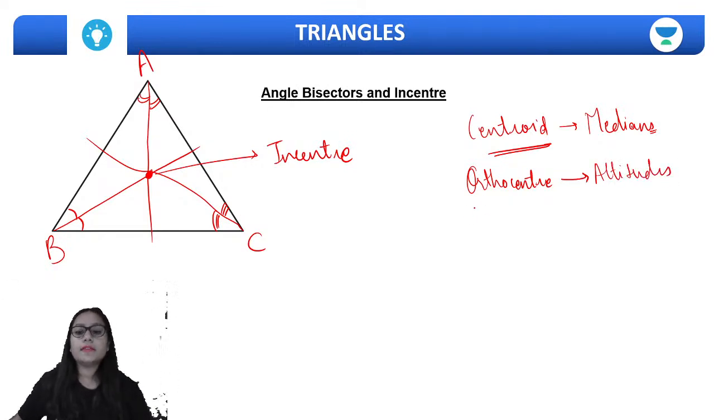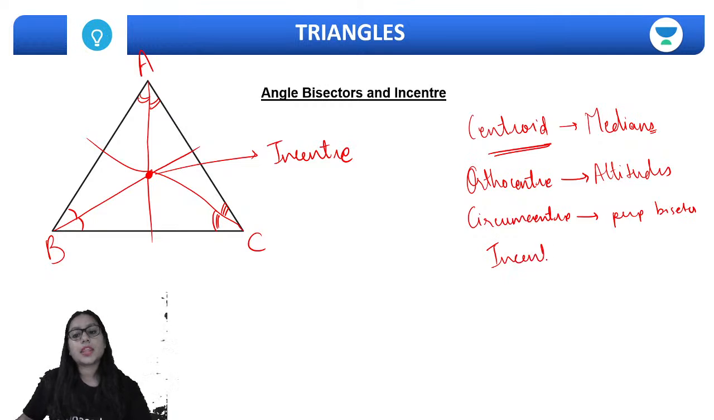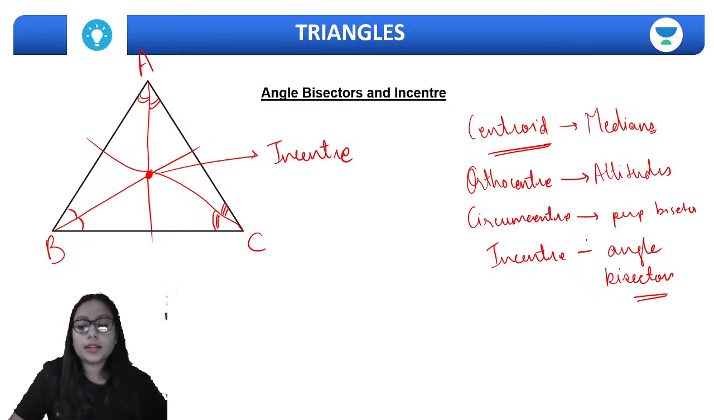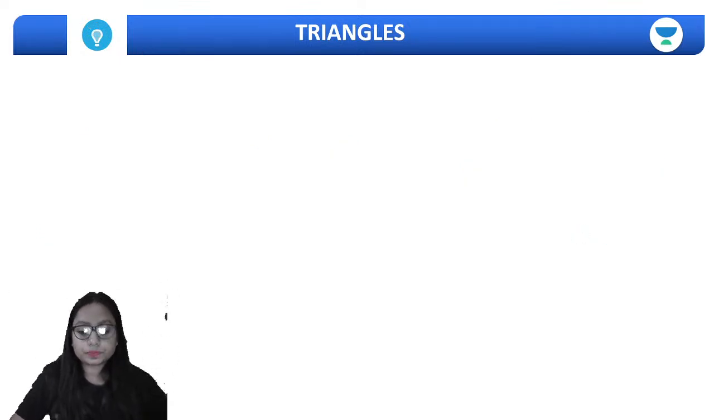Similarly, we have circumcenter. Circumcenter is the intersection of all perpendicular bisectors. And then we have incenter. Incenter is the intersection of all angle bisectors. So this is what you need to remember. Yes, let us continue.